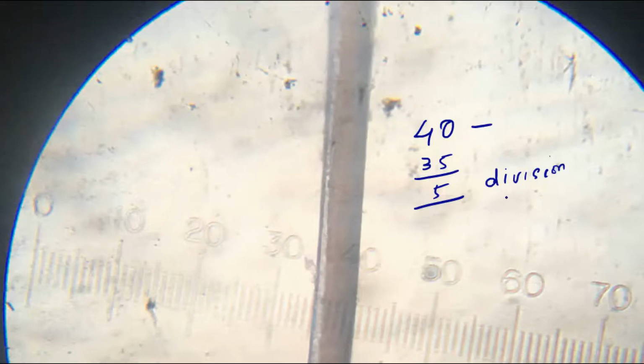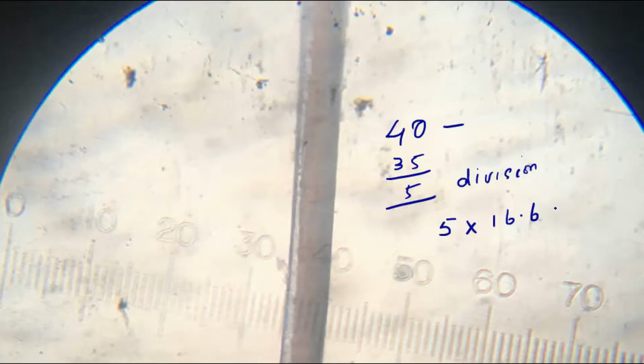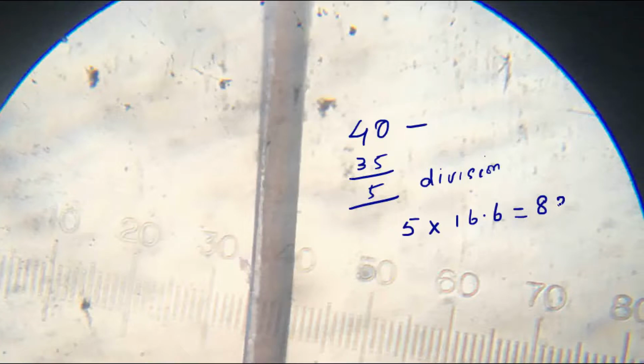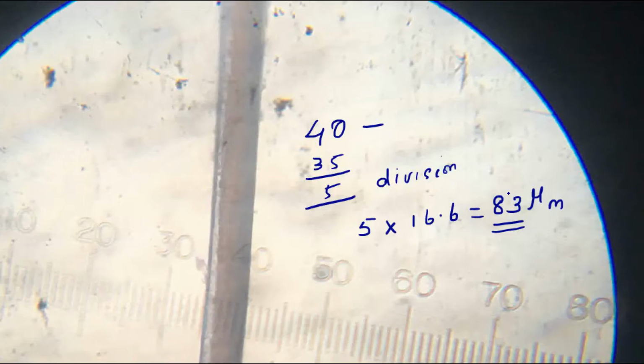Okay. So the width of this hair under the 10x objective is 5 into the calibration factor of ocular for 10x, that is 60.6, which is equal to 83. Okay, 83 micrometer. 83 micrometer is the width of the hair under 10x. Okay, I think it's clear.